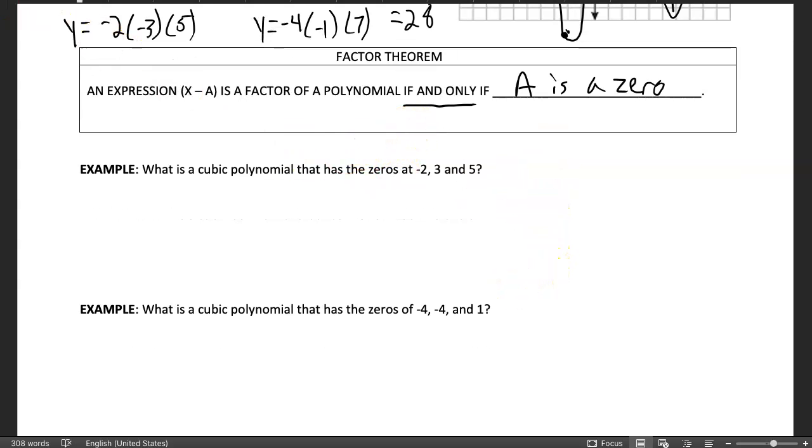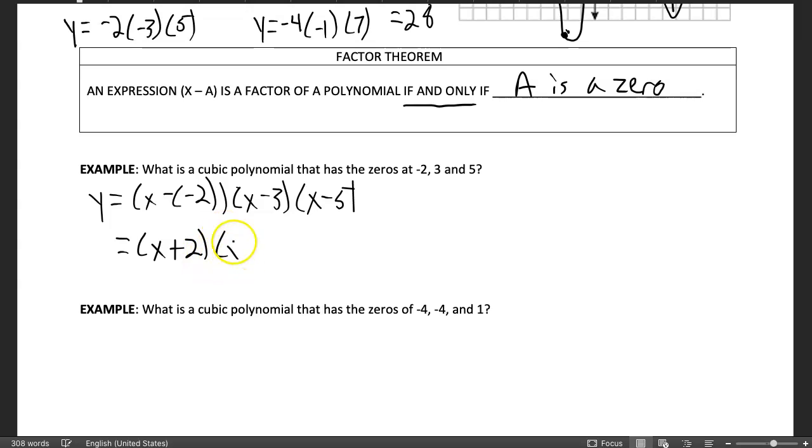Now why is this theorem important? Well, it allows us to look at something where we can only find the zeros or only find the factors and reverse them. For example, if we have a cubic polynomial that has zeros at negative 2, 3, and 5, what that means is we know the factors are also going to be x minus negative 2, x minus 3, and x minus 5. Or we can say that the factors are x plus 2, x minus 3, and x minus 5.